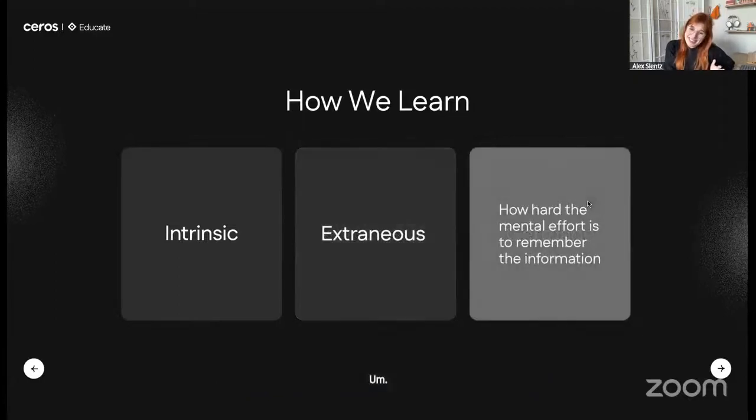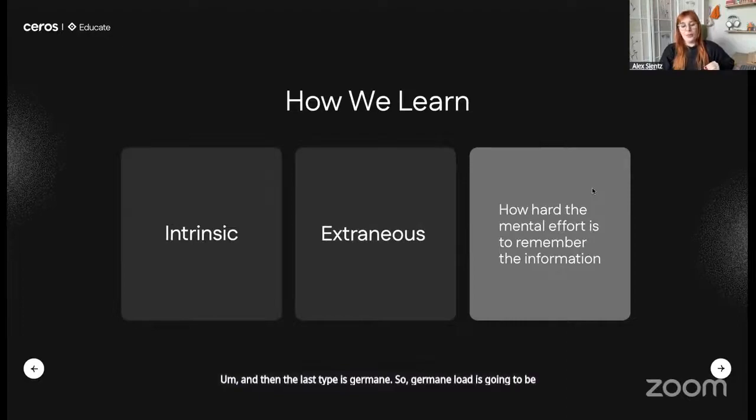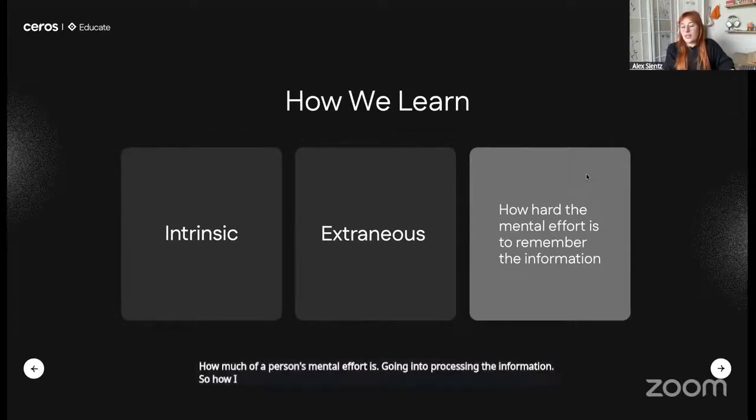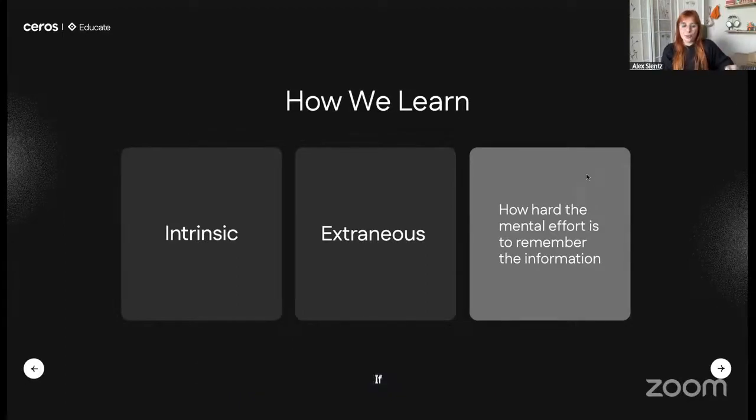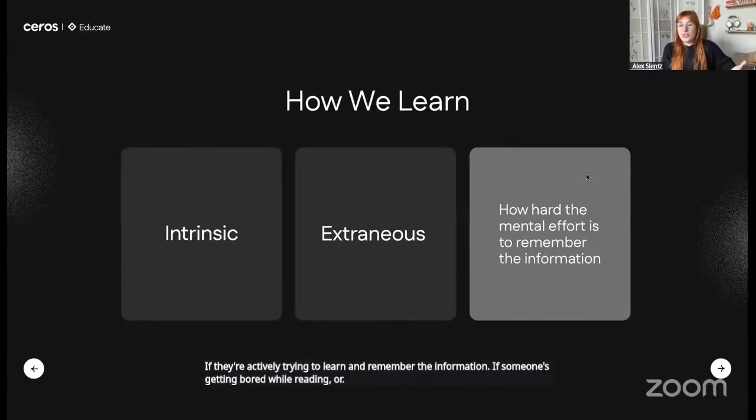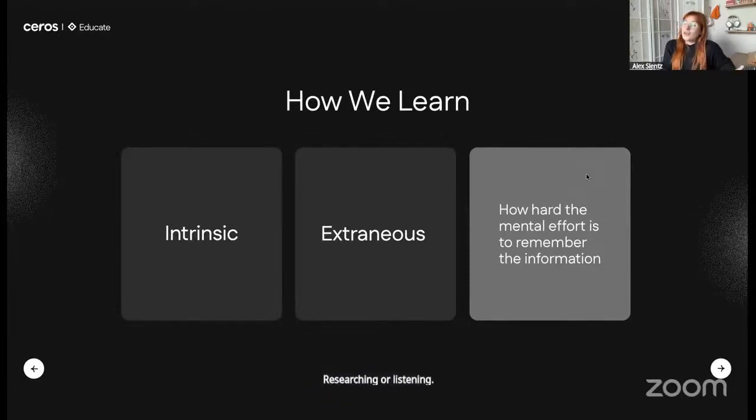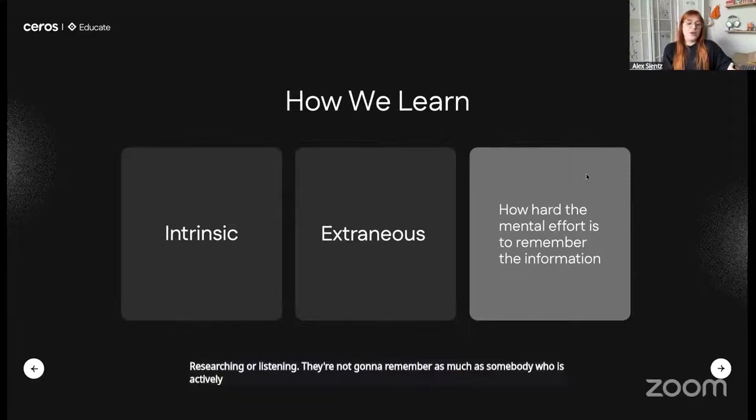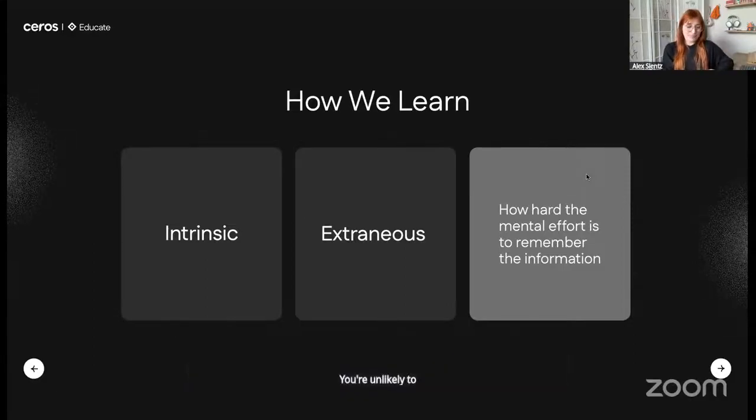And then the last type is germane. Germane load is going to be how much of a person's mental effort is going into processing the information. So how I understood this was if they're actively trying to learn and remember the information. If someone's getting bored while reading or researching or listening, they're not going to remember as much as somebody who is actively participating. So if you don't care about the information, you're unlikely to memorize it.